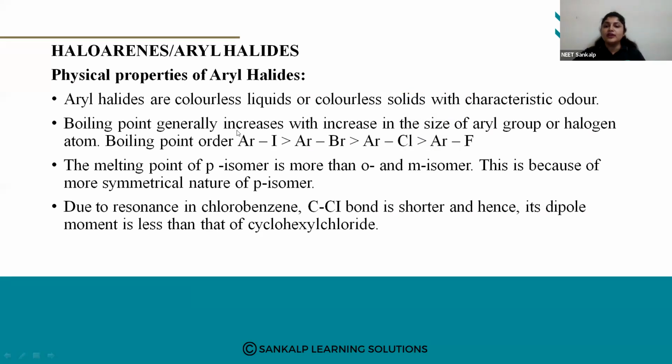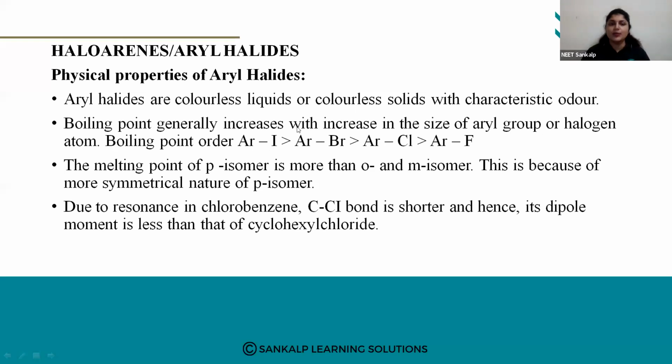Next, the boiling point generally increases with the increase in the size of the alkyl group or halogen atom. So as the number of halogen atoms increases, or the size of the aryl group increases, what will happen to the boiling point? As in the case of haloalkanes also, we have discussed this. So the boiling point will go on increasing.